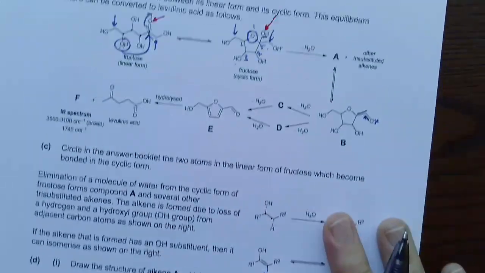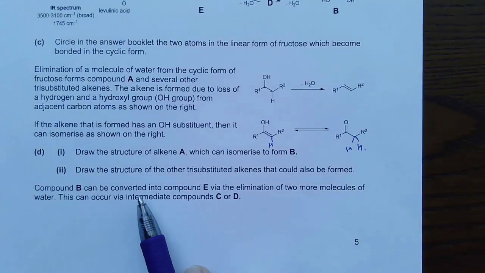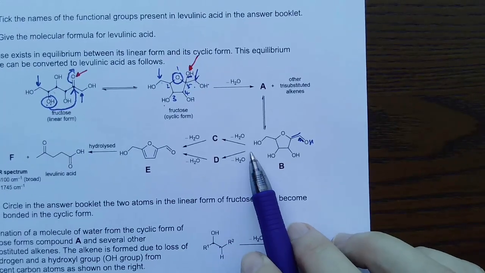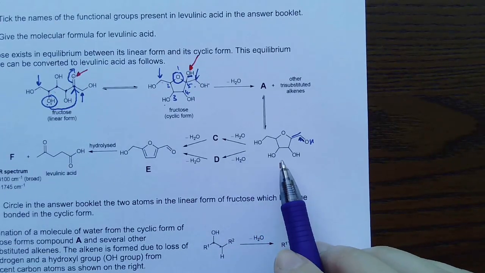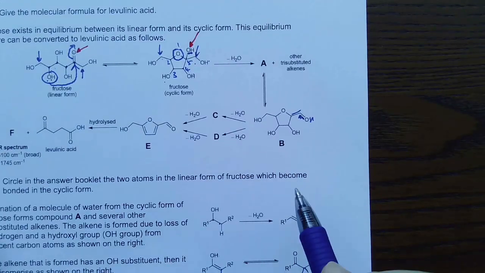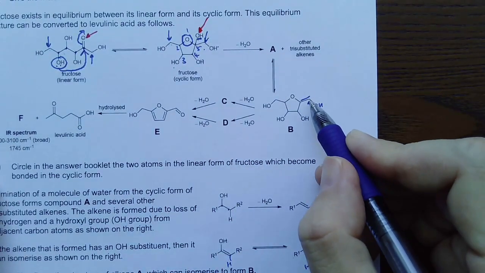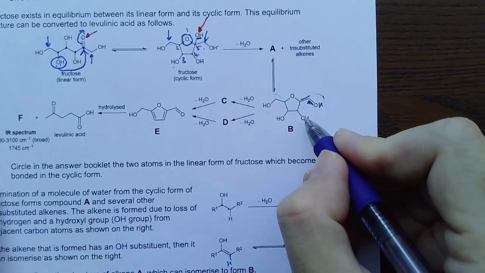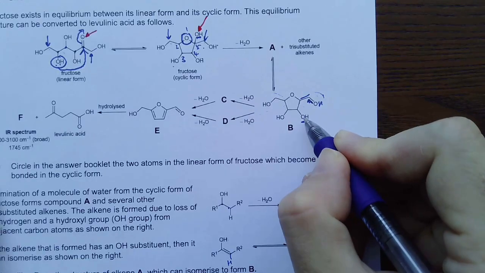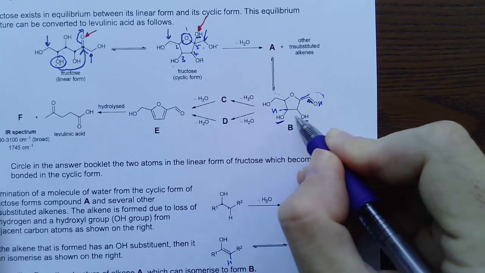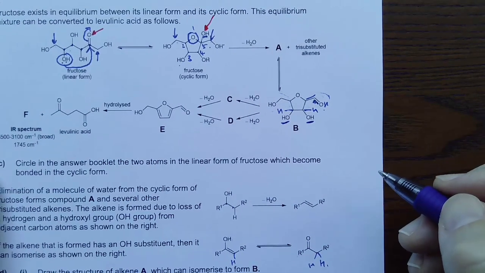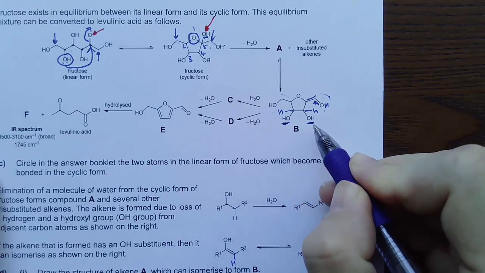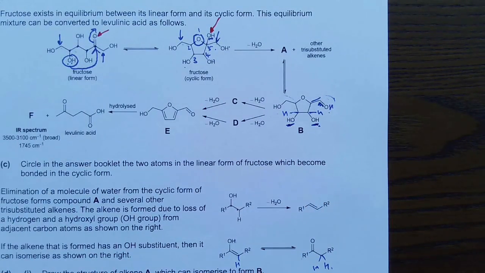So then we are told that compound B can be converted into compound E via the elimination of 2 more molecules of water. So via C and D. So obviously what happens here is it should be clear that nothing changes over here. Nothing changes over here. So what I'm doing is the 2 water molecules I'm losing are this alcohol and this hydrogen, and then this alcohol and this hydrogen. And it doesn't matter. So I could either do this one first and then this one, or I do this one first and then I do this one. But either way, it doesn't matter.